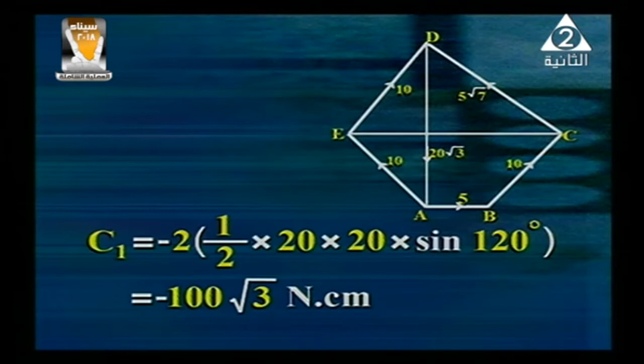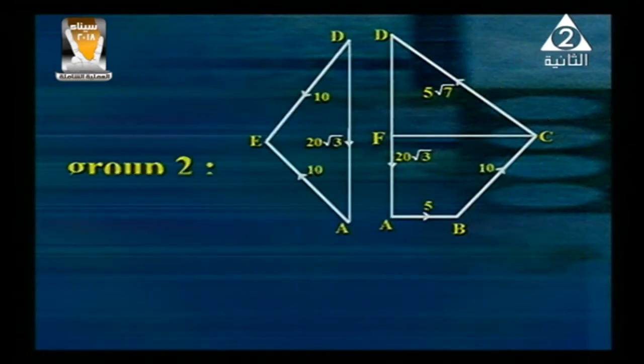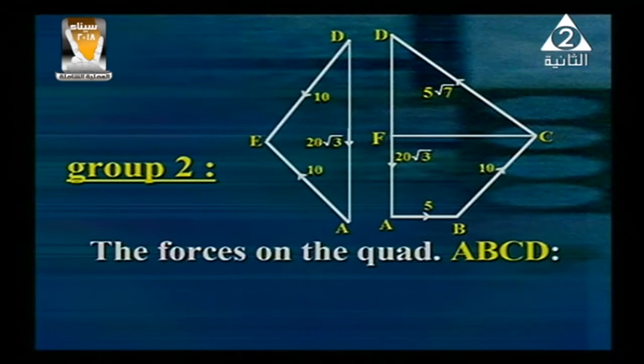This moment of the first couple equals double the area of the triangle times K, where K equals 1 over 2. Half times 20 sine 30 sine 120 equals negative 100 root 3. Second group: the forces of quadrilateral ABCD. We divided into two groups. One represents the triangle, the second represents quadrilateral ABCD.